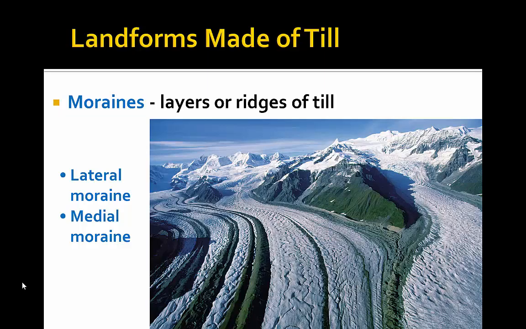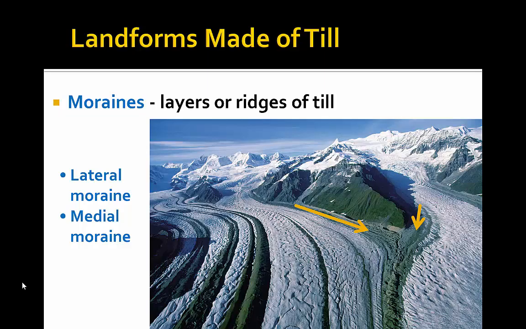There's a couple different categories of landforms made by till. The most common that you'll see are moraines, which are layers or ridges of till. Within this image, there are lateral moraines, which form on the very edges of these alpine glaciers. And these are areas where the glacier is rubbing up against the side of the mountain. So it's scraping off some of the rocky material.